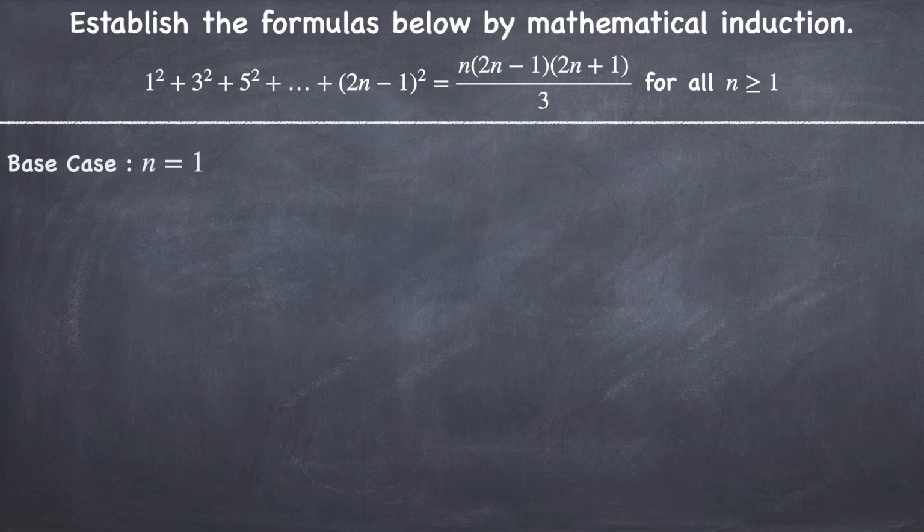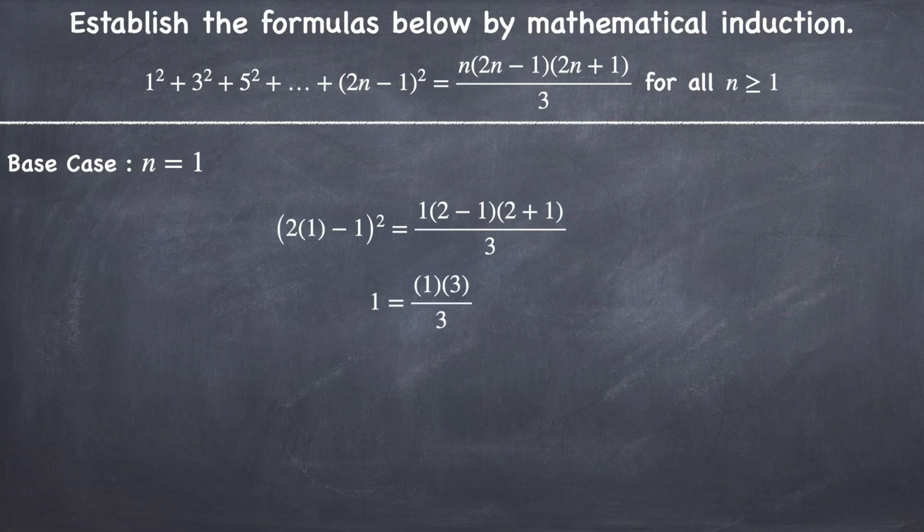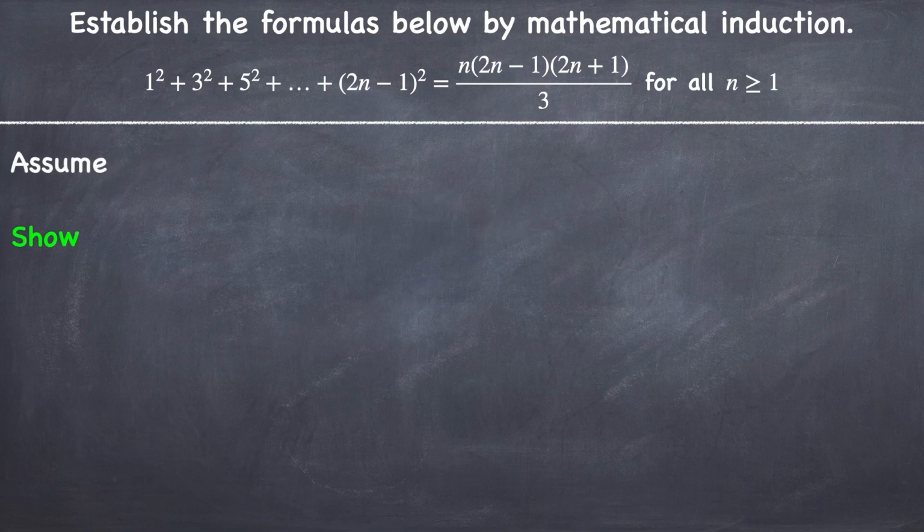So first off, for the base case here, the lowest integer we're interested in is 1, so we'll plug in 1 into our formula and see just directly that this formula does hold for n equals 1. From there, we can move on to the inductive step.